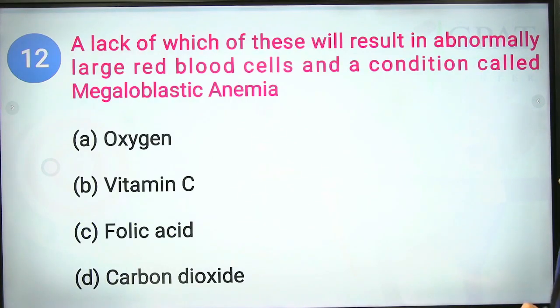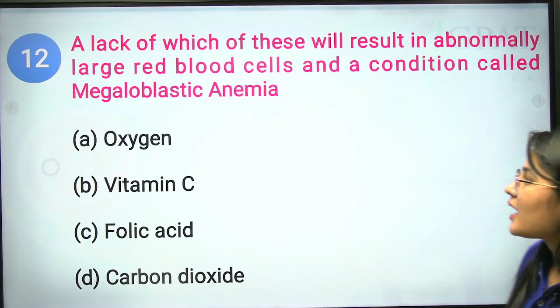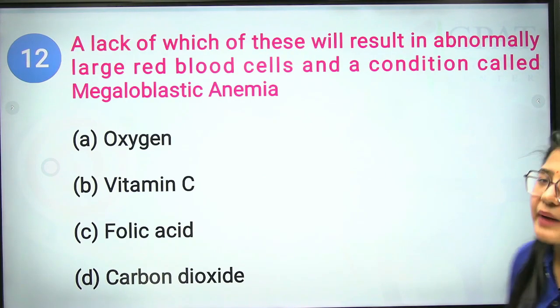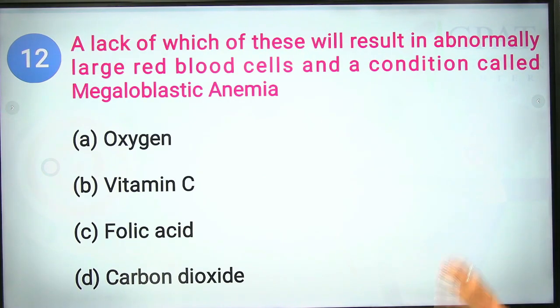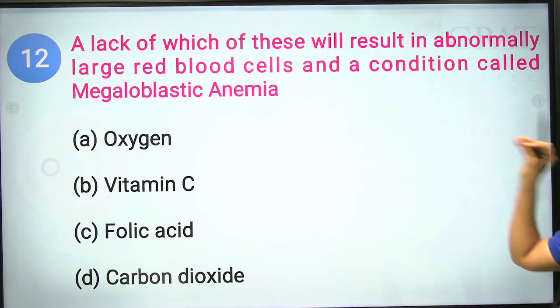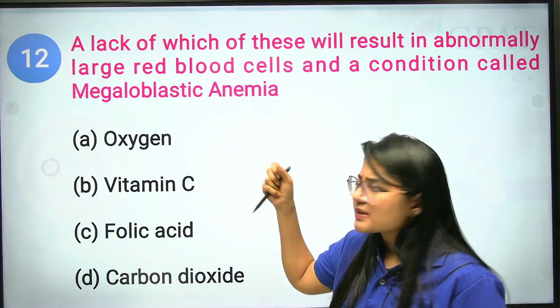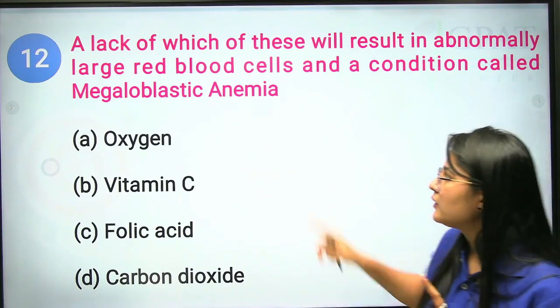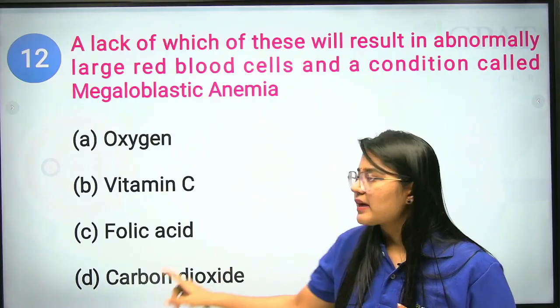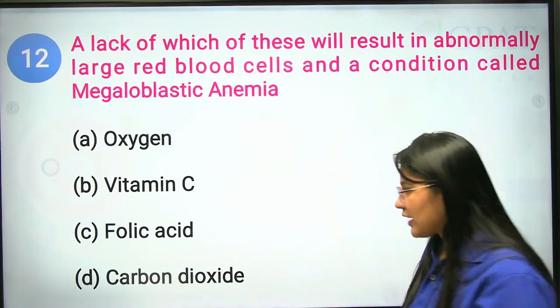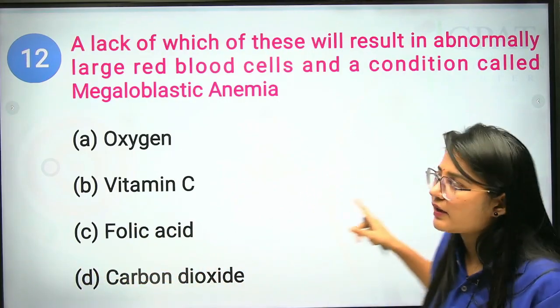Next question. A lack of which of these will result in abnormally large red blood cells and a condition called megaloblastic anemia? Directly, the question is asking, megaloblastic anemia can be caused due to deficiency of, first of all, oxygen. It is not required in the case of anemia. Clear? Carbon dioxide, same. This is not required. Vitamin C is also not required. So definitely our correct answer will be folic acid.